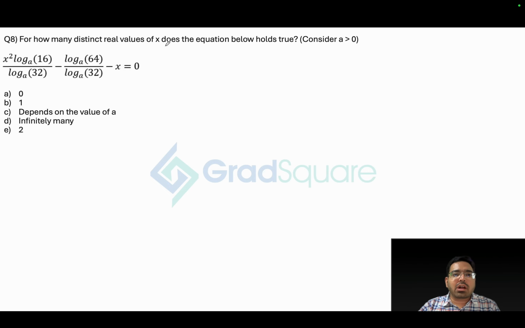This equation, for how many distinct real values of x does this equation hold good? That's what the question is talking about. The moment students look at this, the natural instinct is to look at the identities of log and try and see if this can be made a little simpler. Now, if you remember the identities of log, you know this can be easily brought down to a single log. And how do we do that?